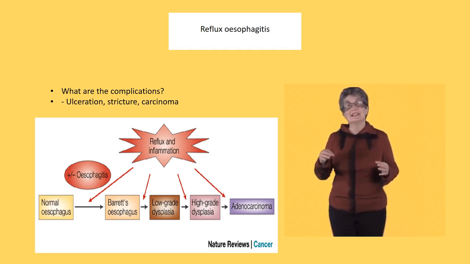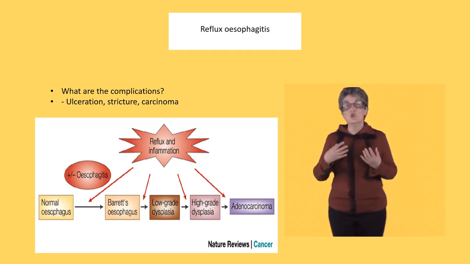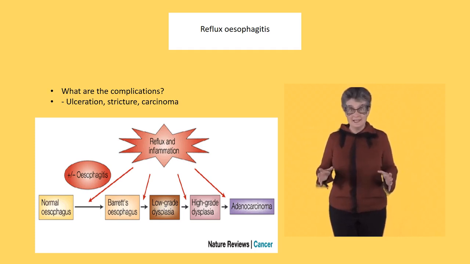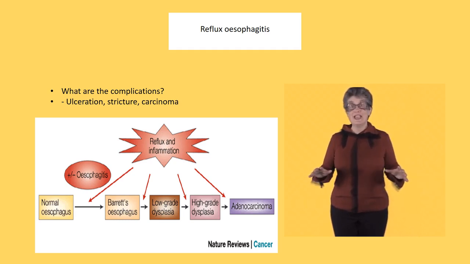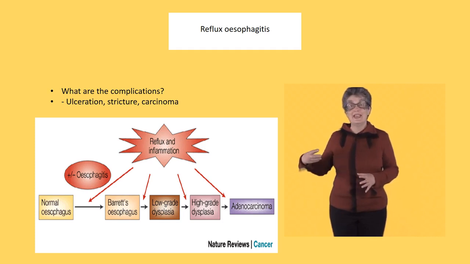It does this in the sequence illustrated to the right. A normal esophagus subject to acid will undergo intestinal metaplasia and produce Barrett's esophagus. Further reflux and inflammation will then lead this benign epithelium to accumulate mutations and then develop low-grade and then high-grade dysplasia. Further mutations will lead to the development of adenocarcinoma.